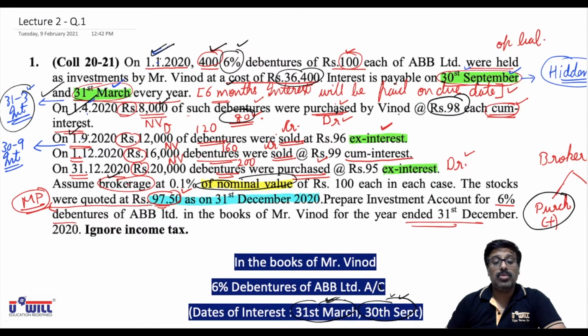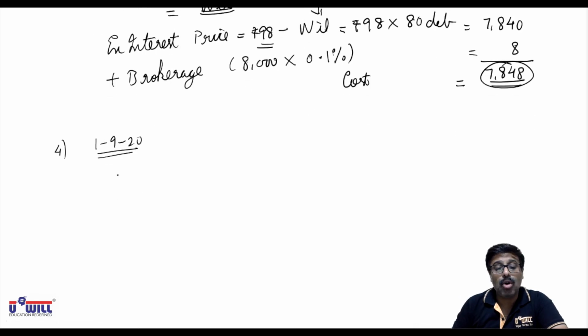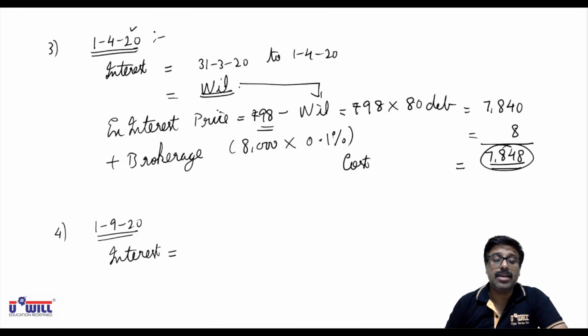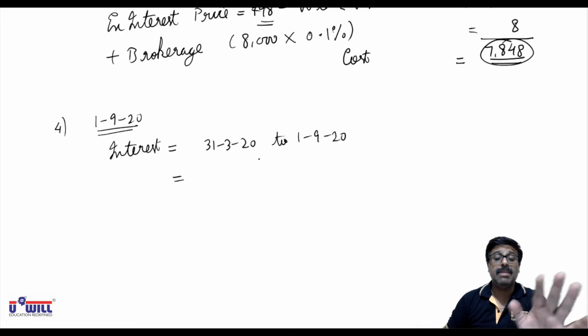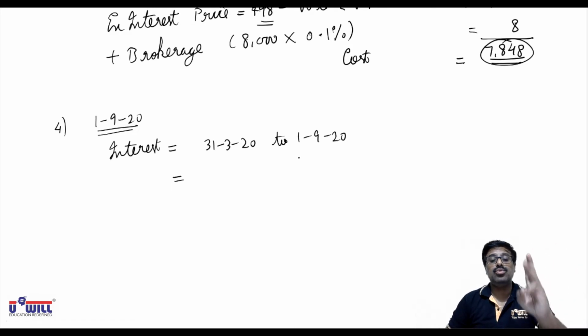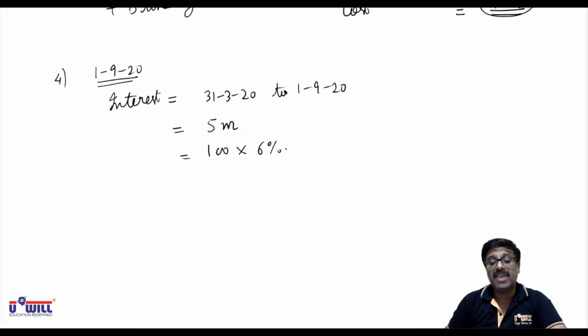On 1st September 2020, rupees 12,000 of debentures were sold at 96 ex-interest. Same pattern we will follow. First you count interest. How do you count interest? From the last due date till the date of buy or sell. The last due date was 31st March till 1st September. 31st March means April onwards, and 1st September means September won't be included, till August. April, May, June, July, August, 5 months. 5 months interest we will count: 100 into 6% into 5 by 12.